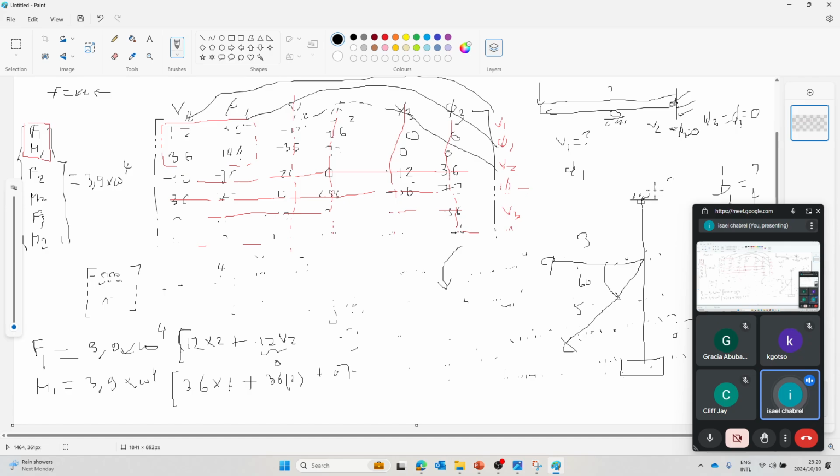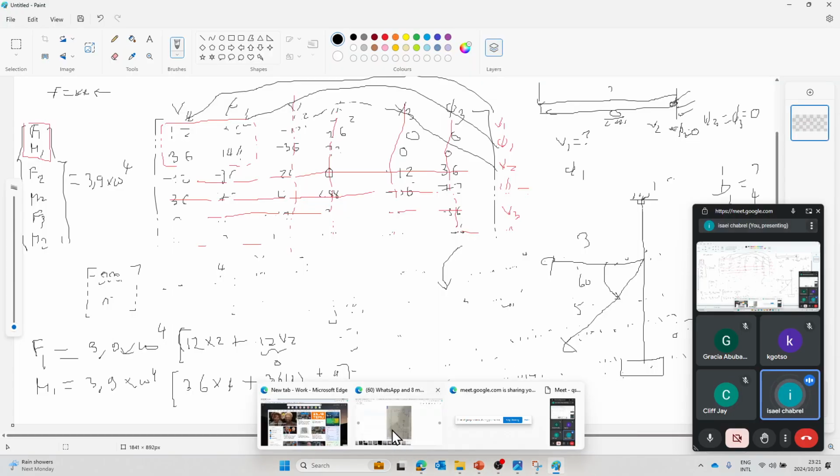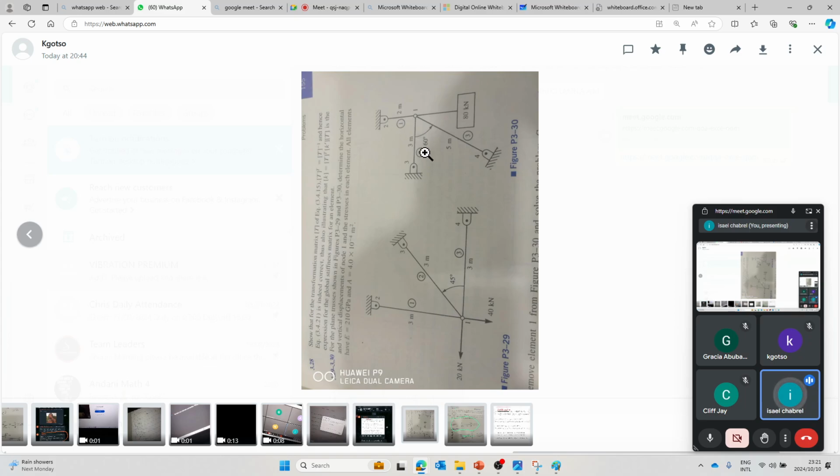So this is, let me call it element 1. Let me just look at where. Element 1, element 2, element 3.